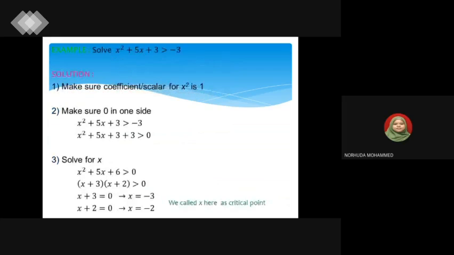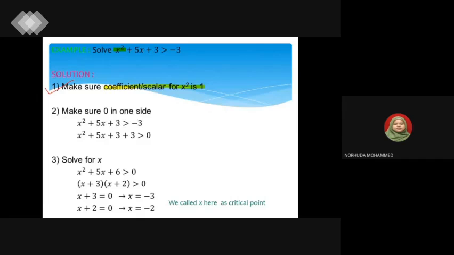Okay, we go for an example. Solve x squared plus 5x plus 3 bigger than negative 3. Okay, solution. First, make sure the coefficient or scalar for x squared is 1. As you can see here, the coefficient is 1. So, step 1, we can tick done.